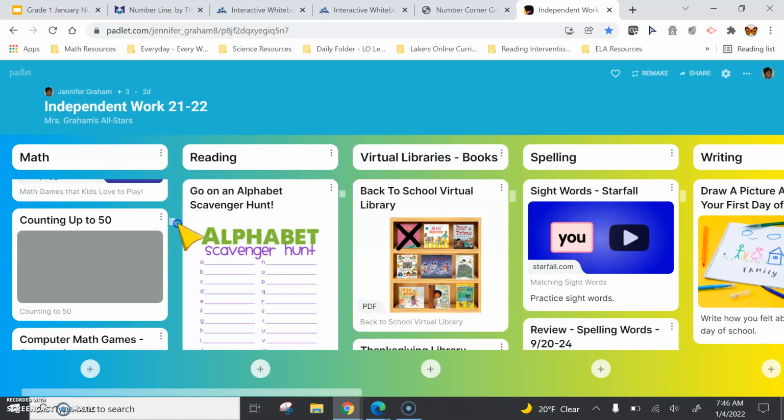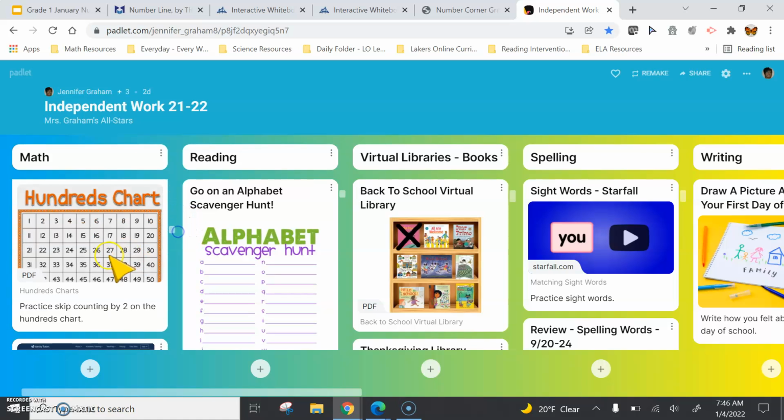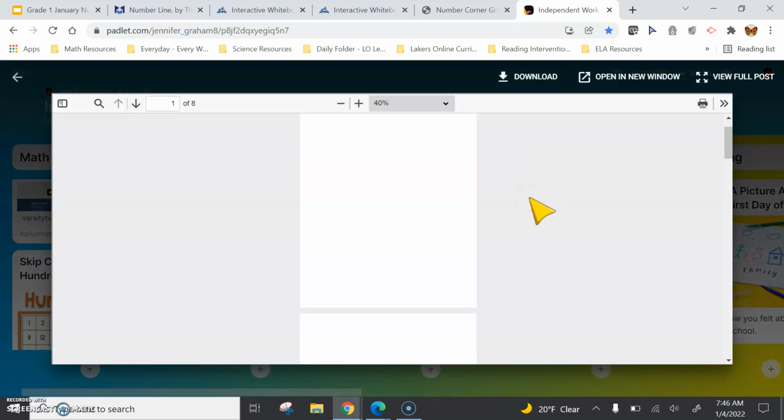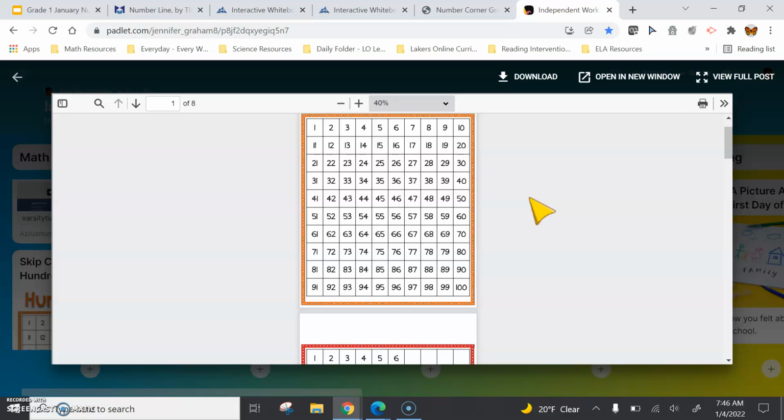I'm going to pull up that independent work chart to make sure that we can count by 5s. Are you ready, class? Here we go. 5, 10, 15, 20, 25, 30, 35, 40, 45, 50, 55, 60, 65, 70, 75, 80, 85, 90, 95, 100.